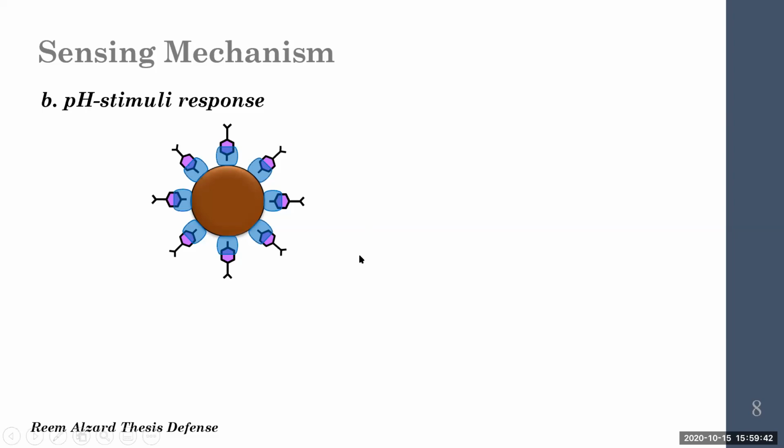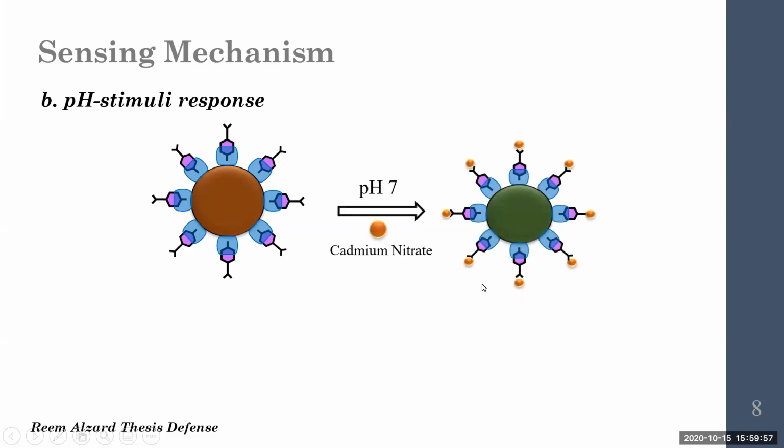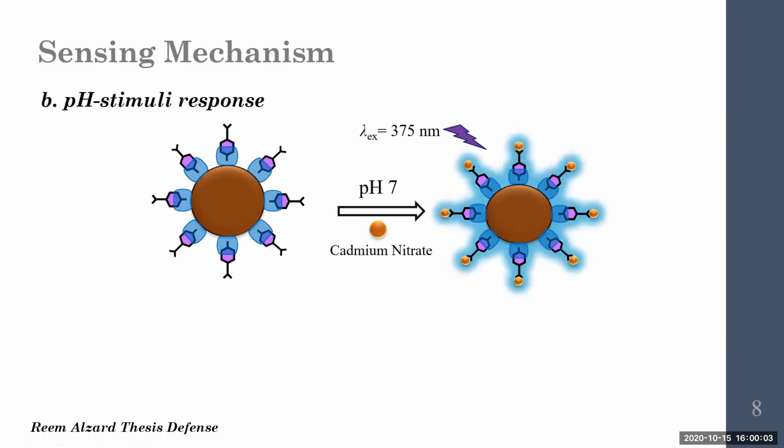So we have our nanostructured material that is based on a host-guest complex material as a sensor device. When you introduce cadmium ions at pH 7, all the cadmium will be bonded to the MNA ligand, and once you excite the material with a 375 nm laser diode, it will give you a blue emission at 450 nanometers, and this is what we call the on state.